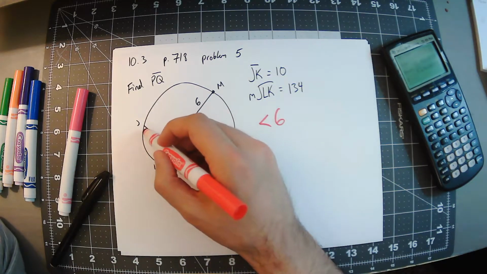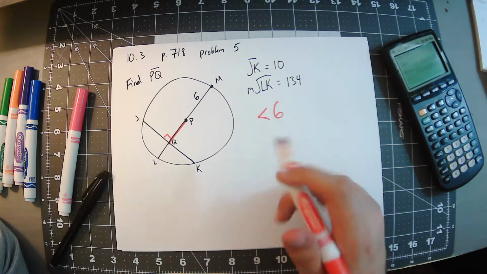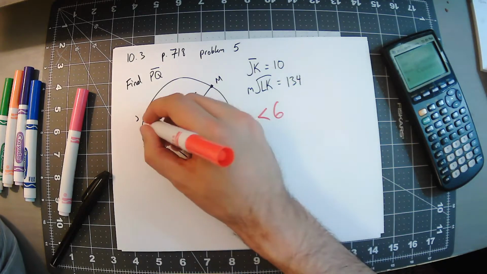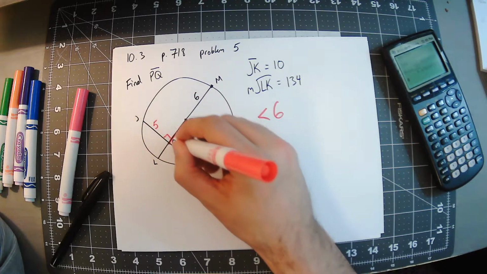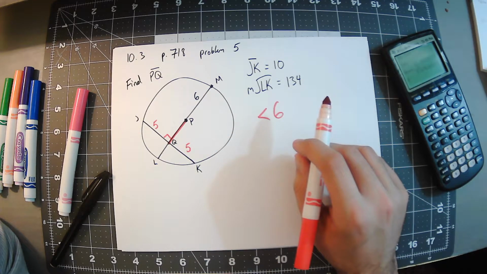So we know J to K is 10. So if we know J to K is 10 and we know we're hitting this at a right angle, that means we're going to split these in half. So each of these is 5. Okay.